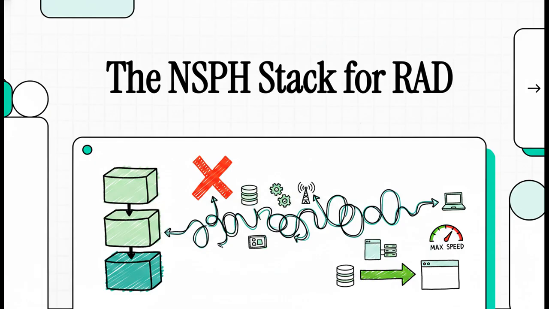It is an exhausting pipeline, and for rapid application development, or RAD, this JSON tax is just a massive drain on your velocity. So welcome to this explainer. Today, we're going to explore a really fascinating architectural inversion, the NSPH stack. We're looking at a structural rebellion against all that modern bloat, a way to collapse those layers and actually bring some joy and speed back to building software.